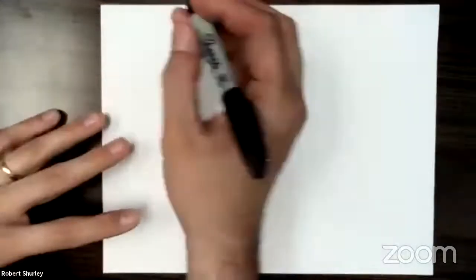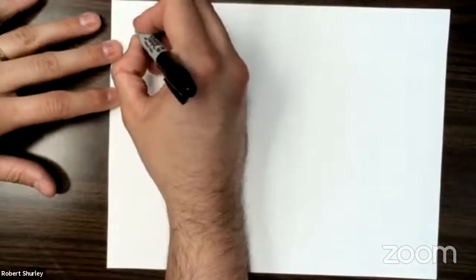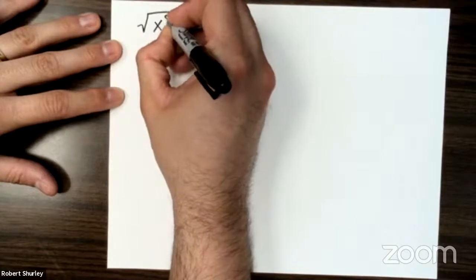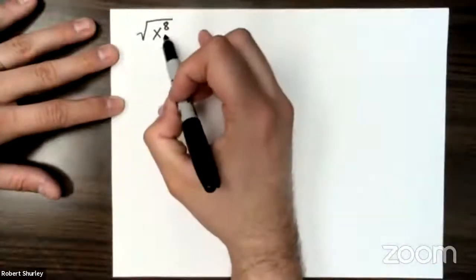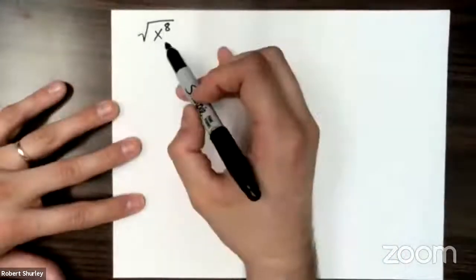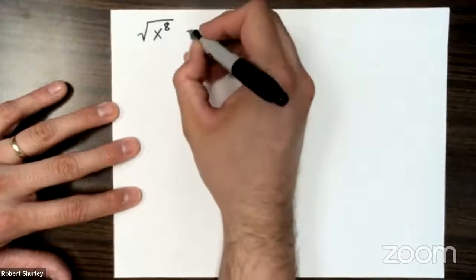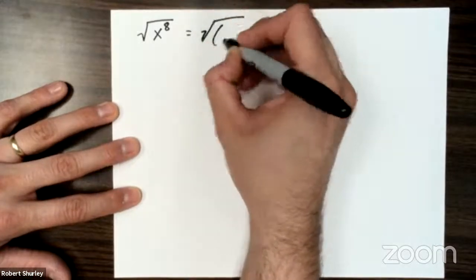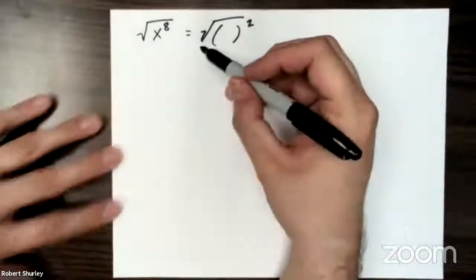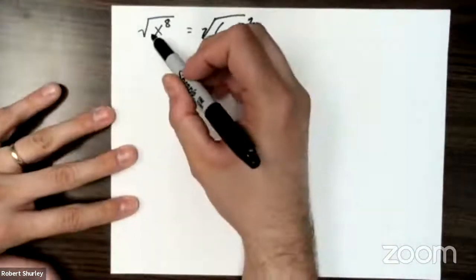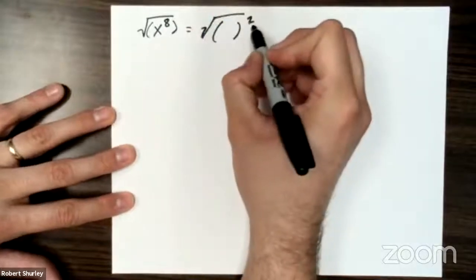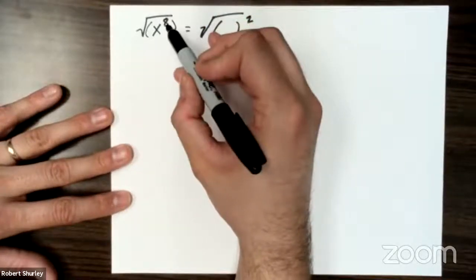I'm going to steal one from your book. Let's focus on making these x squared. What if we had a variable? What if we had the square root of x to the 8th here? With variables, the way your book goes over this at first, the goal is to get what's underneath the radical written as something squared.